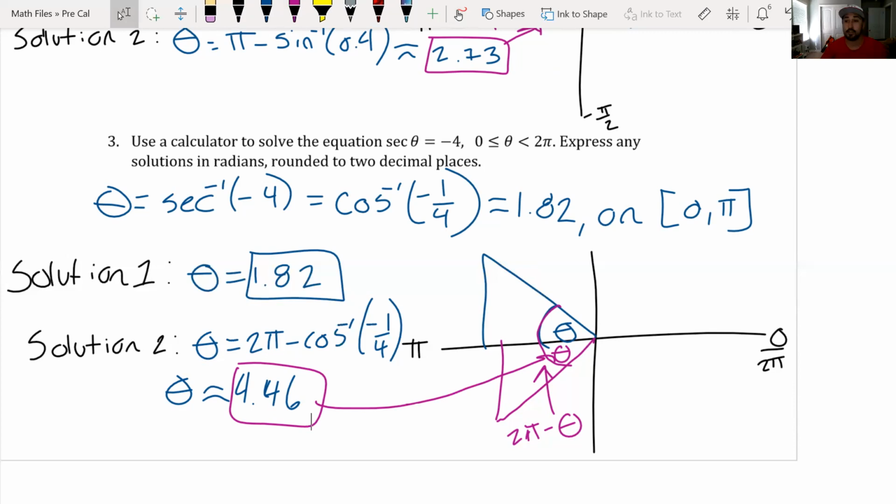We have to know inverse restrictions, and we have to figure out how to get the angle back into the quadrant to keep the same sign, positive or negative.